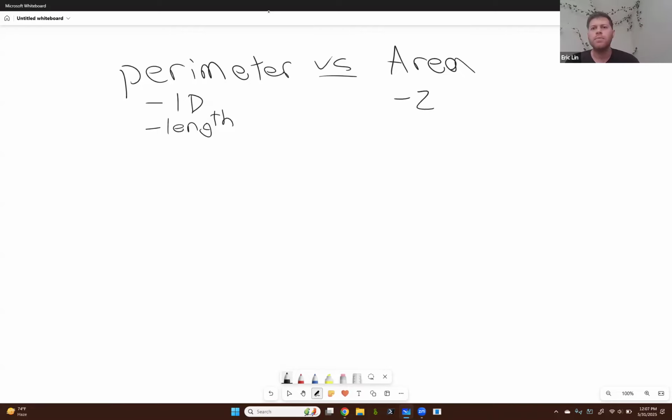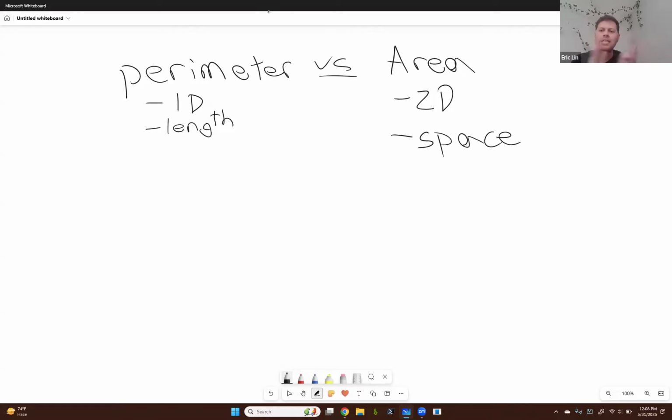Area is a two-dimensional measurement. So I am measuring not the length, not this one-dimensional quantity. I am measuring the amount of space that something takes up. How much space does something take up?